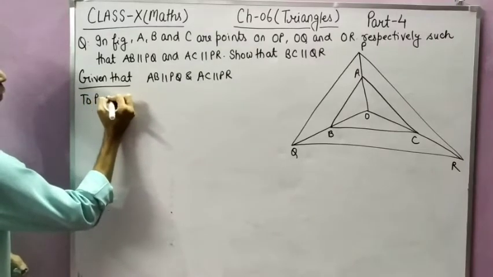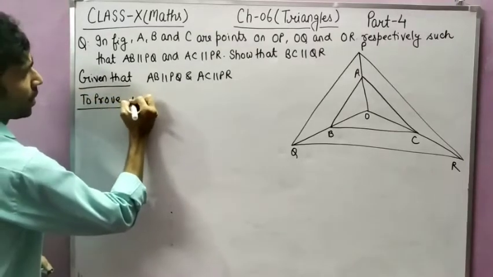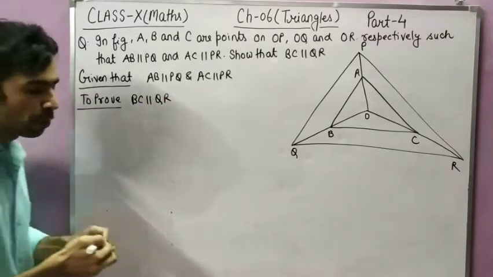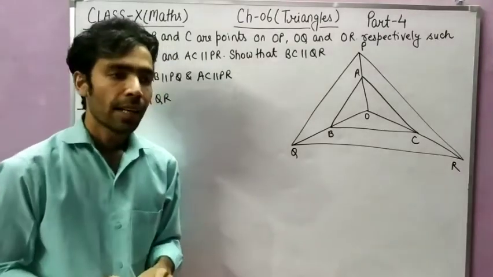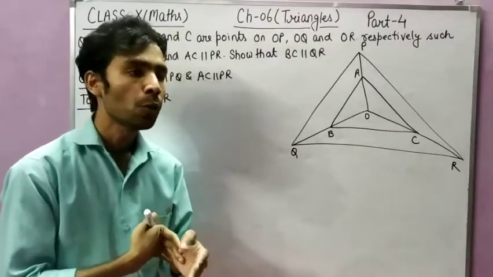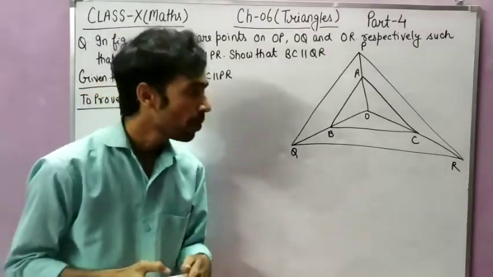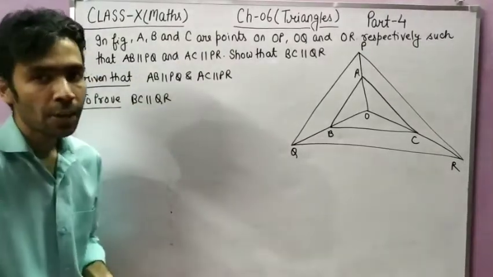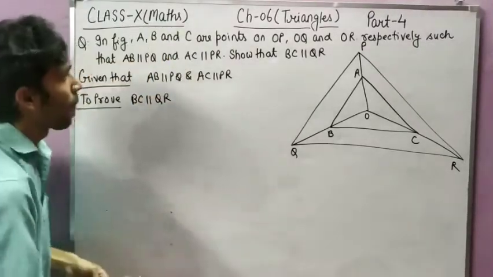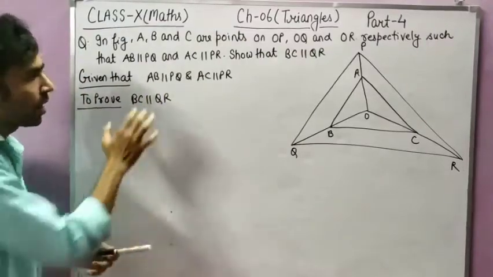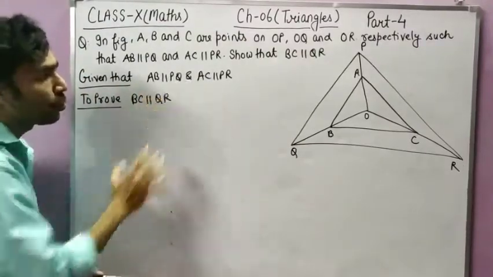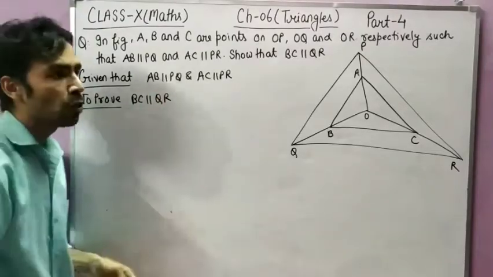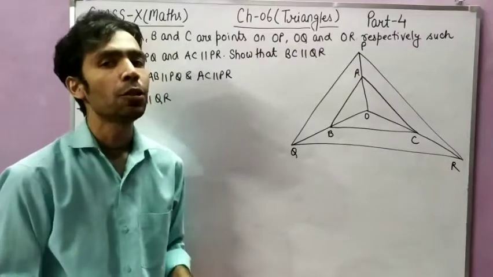We have to prove BC is parallel to QR. Okay, it means we have to prove parallel, so at some point we need to use the converse of Thales theorem. First, whatever is given, we will apply on the given figure. First we will consider AB and PQ together, and then AC and PR together, because parallel is given, so it means that in some triangle we need to apply Thales theorem.